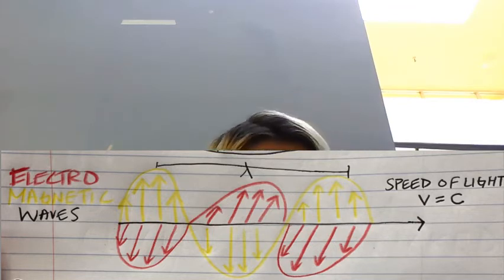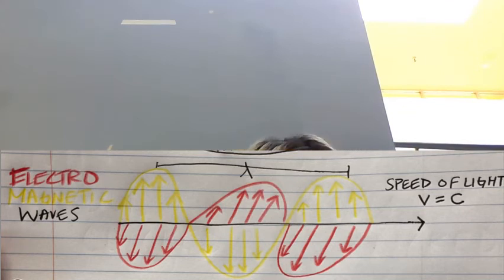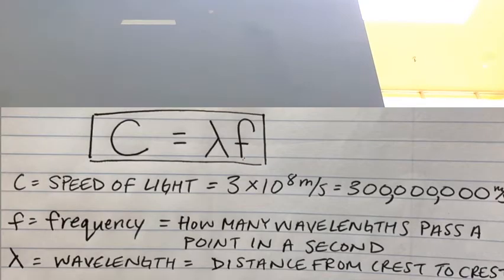And as they self-propagate, they travel in one direction, and its velocity is known as c, the speed of light, and that's a constant. That's our cosmic speed limit in our universe. Speed of a wave is equal to its wavelength times its frequency. So in this case, c is equal to lambda f, where c is the speed of light, which is 3 times 10 to the 8th meters per second. That's 300 million meters every second.